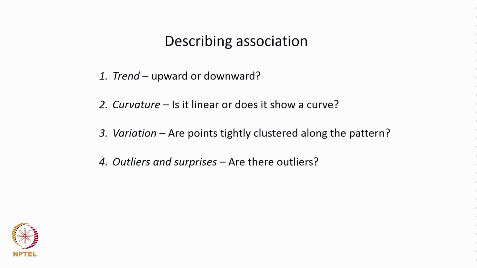We describe it in terms of many things, the trend. Is there an upward or a downward association, which means as x increases does y increase, or as x increases does y decrease? We could look at curvature, which means is it linear, a straight line, or does it show a curve. And then we look at variation: are points tightly clustered along the line, or are they farther away? And are there outliers, points that do not belong and are completely away, are there surprises, and so on. We will try to look at some of these in this lecture.